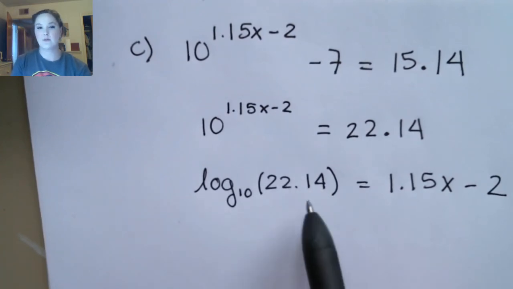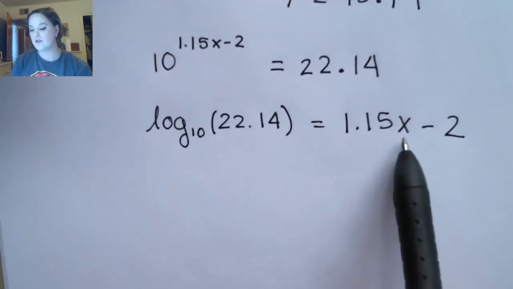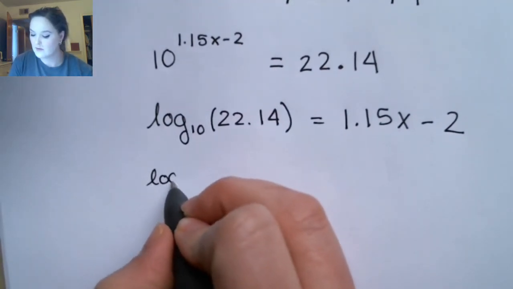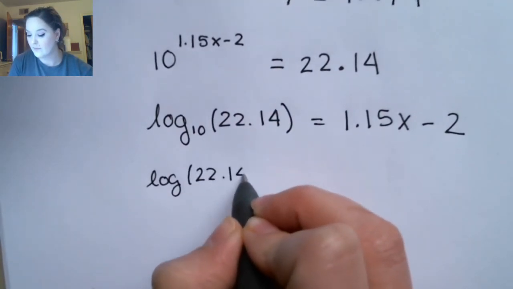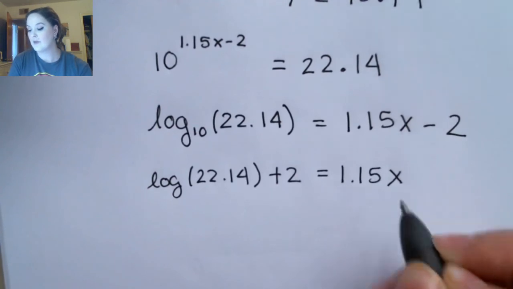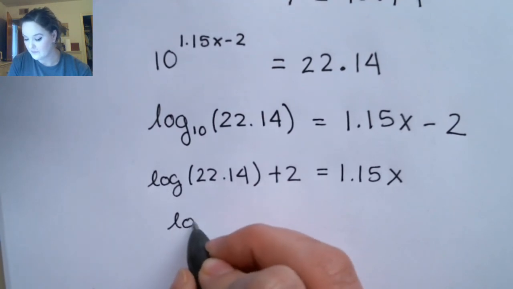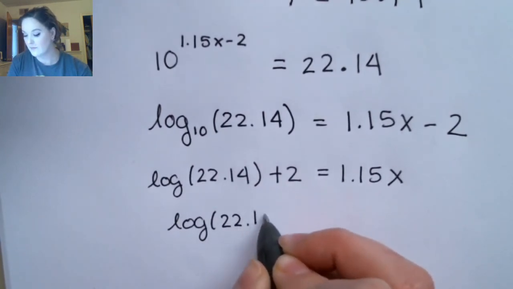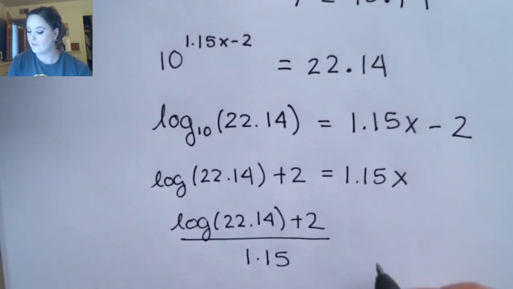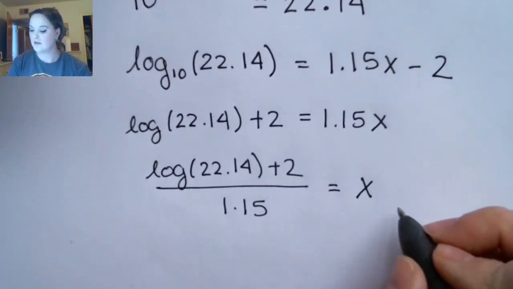Again, you can't evaluate this by hand, so you should just leave it in this form. The difference with this example is I have some other stuff I need to do to isolate x. So first I'm going to add 2 to both sides, and now I need to divide both sides by 1.15. And this is my exact answer.